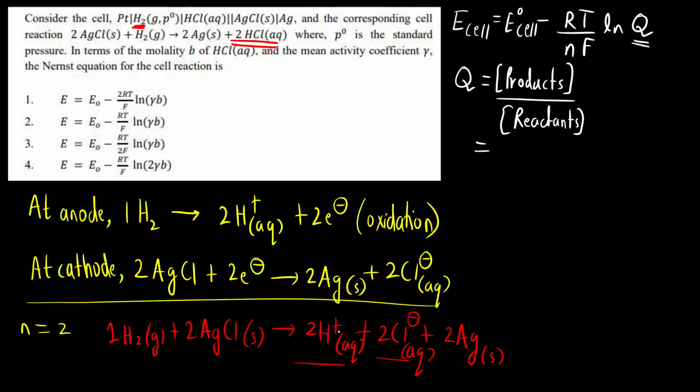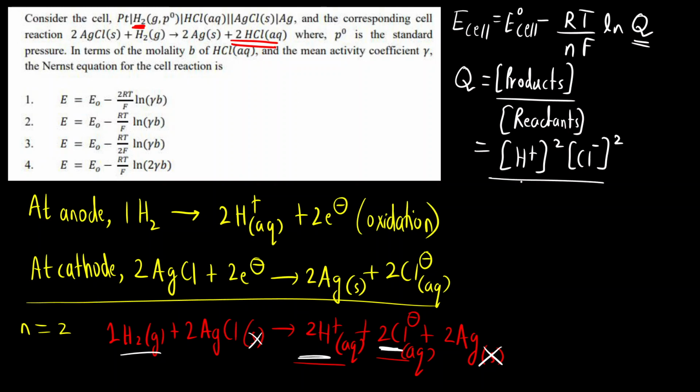So the products we have are 2 Cl minus and 2 H plus. So this will be H plus raised to 2, Cl minus raised to 2. Solids are inactive species, so we will not consider them. And in the denominator we have pressure of H2 gas. They have given it is a standard pressure, so it is 1 atmosphere. So we can ignore this.